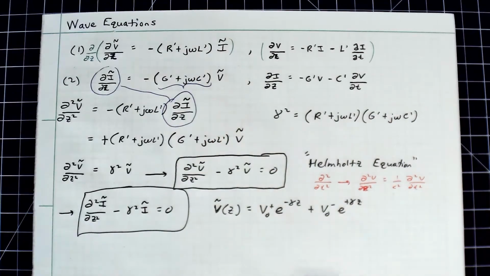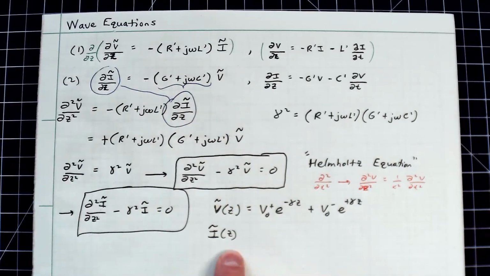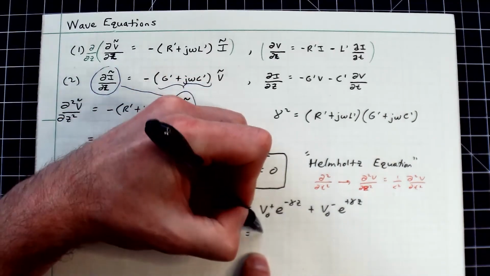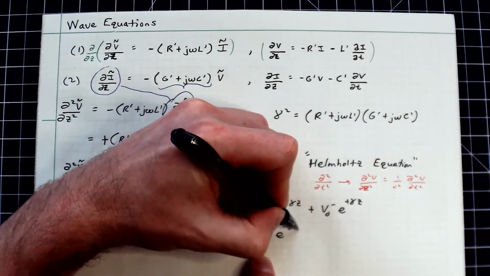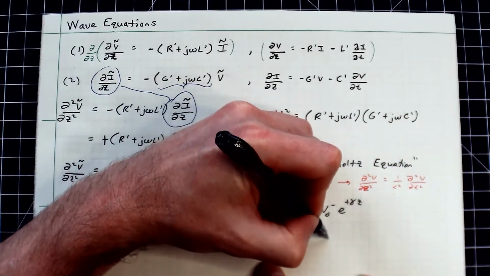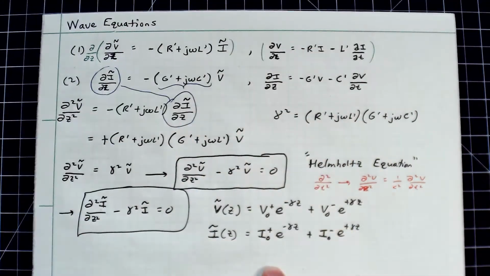So you notice you don't really have the solution per se yet, but really what we have is a collection of possible solutions. And the solution will generally depend on how you excite the system and how you impose boundaries. And of course, by analogy, the current will also be satisfied by a similar looking equation. So I naught plus e to the minus gamma z plus I naught minus e to the plus gamma z here.